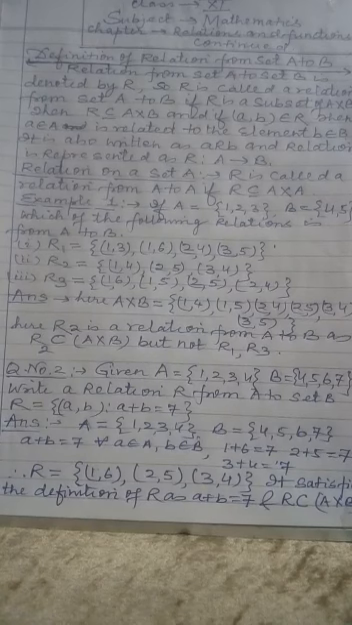Now example 1 I have taken: if A equals {1, 2, 3} and B equals {4, 5}, then which of the following relations is from A to B? So I have defined here three relations R1, R2, R3, three sets. You have to tell me which one is the relation. R1, I have written as {(1, 3), (1, 6), (2, 4), (3, 5)}. R2 is {(1, 4), (2, 5), (3, 4)}. R3 is {(1, 6), (1, 5), (2, 5), (2, 4)}.